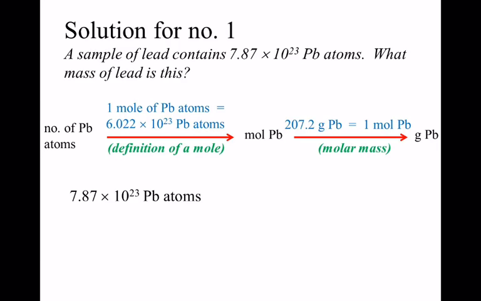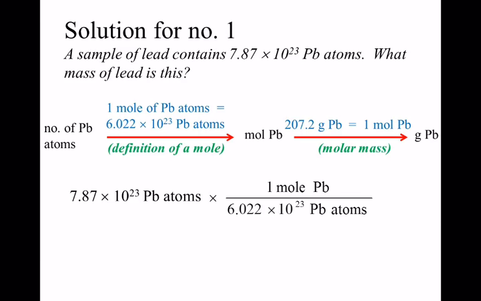So now we're going to go from atoms to moles. We're going to use that equivalency statement, that first blue equivalency statement. We want to put atoms in the bottom and be left with moles. So it will look like this. We have 1 mole over 6.022 times 10 to the 23rd atoms. So now atoms cancel. We're left with moles in the top.